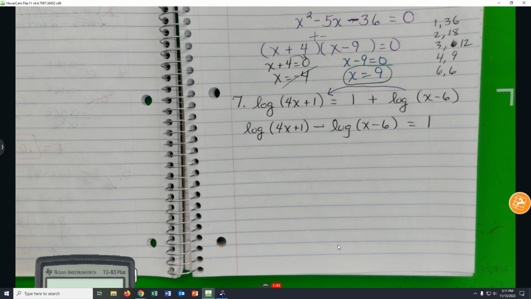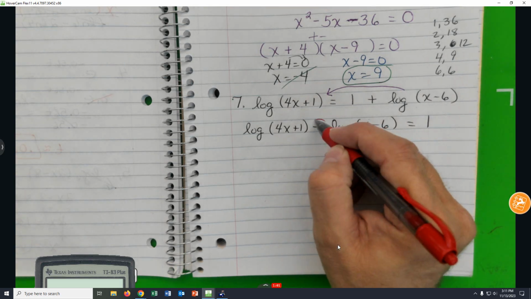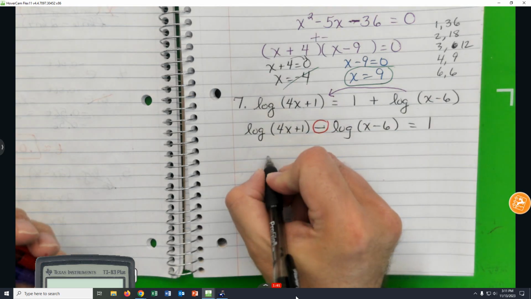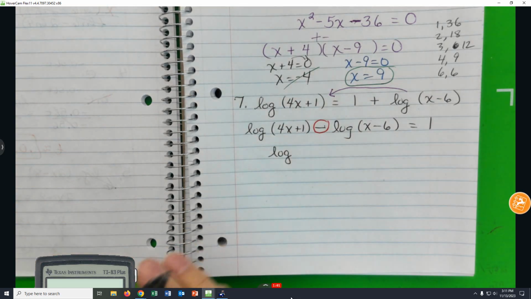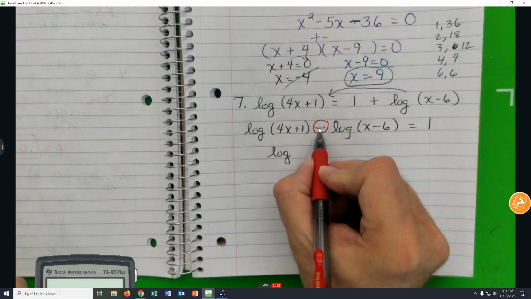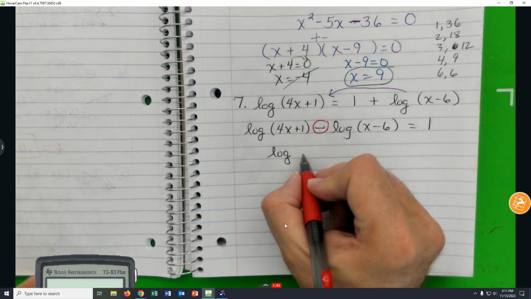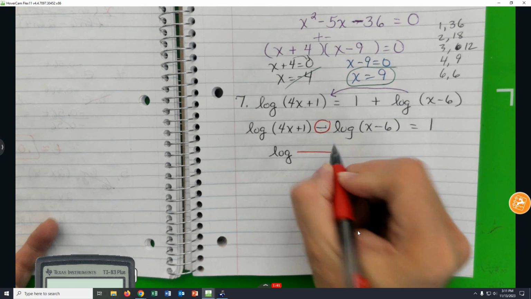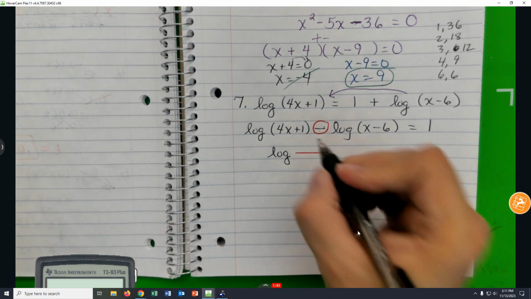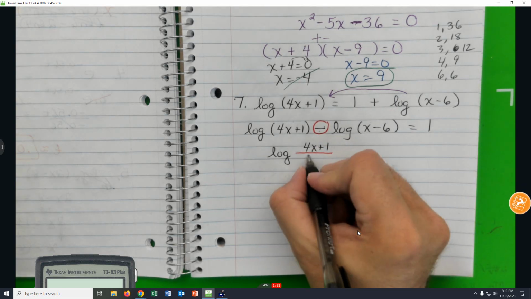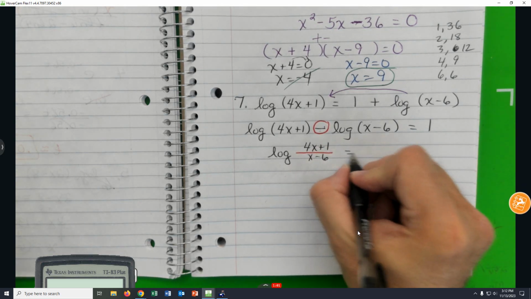Now let's condense it. And the first thing I always ask myself when I'm condensing logarithms is, do I need a fraction bar? And the answer is yes, because of that minus sign right there. If this had been a plus, no fraction bar, like up there on number 6. But there is a fraction bar. So we have 4x plus 1 on top and x minus 6 on the bottom.